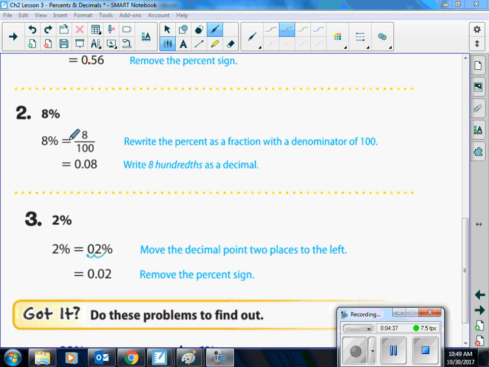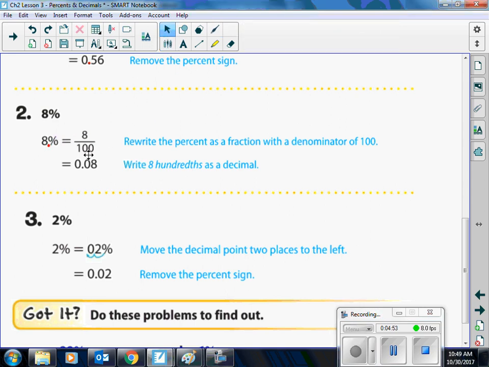So for example 2, we have 8%. For 8%, 8 per 100, that's 8 over 100. And that's 8 hundredths, which is 0.08. Once again, you could also just take that decimal that's right at the end of the whole number and move it 2 places to the left. What do I do with that blank space right there? You're going to add a 0, take away the percent sign, and you'll end up with 0.08. Is everybody clear with that?